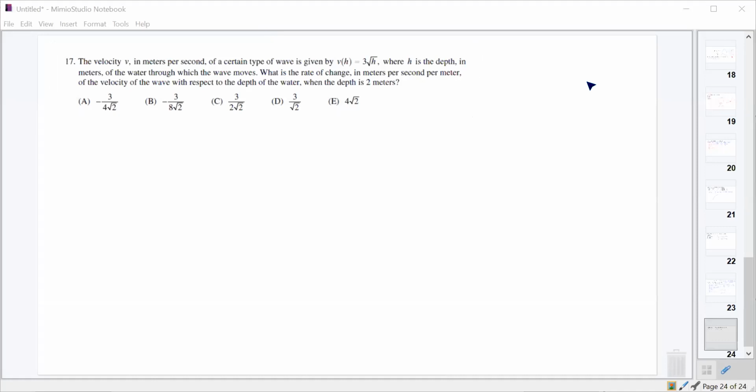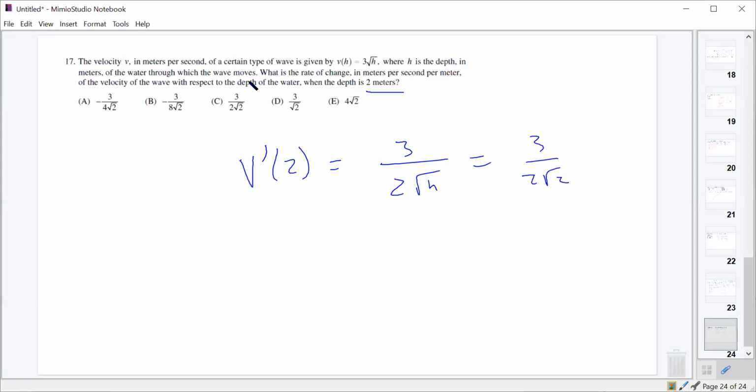So we have a velocity of a wave, v of h is 3 root h. h is the depth. We want to know the rate of change, meters per second per meter, of the velocity of the wave with respect to the depth of the water. So all we're trying to do here is take the derivative and then figure out what it is when h is 2. So we're looking for v prime of 2, which ought to be 3 times the derivative of root h, which is 1 over 2 root h. If you plug in 2 to that, you just get 3 over 2 root 2.